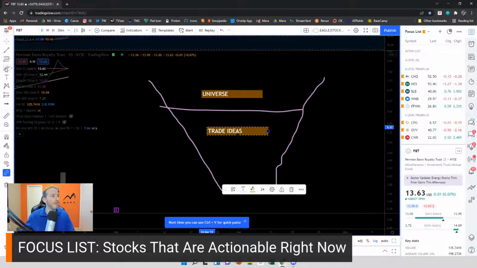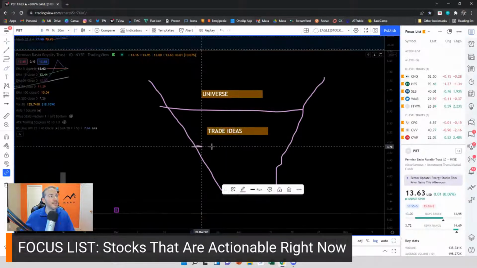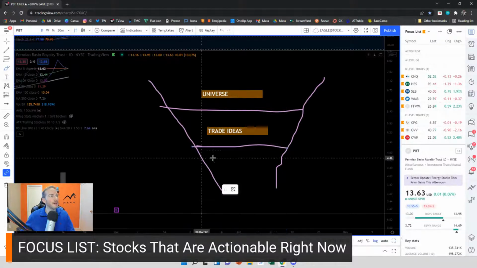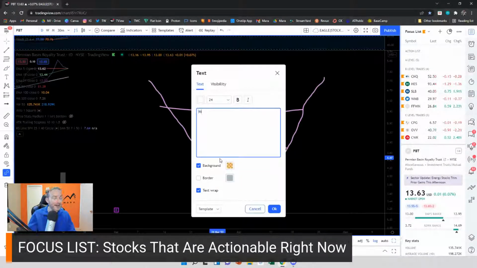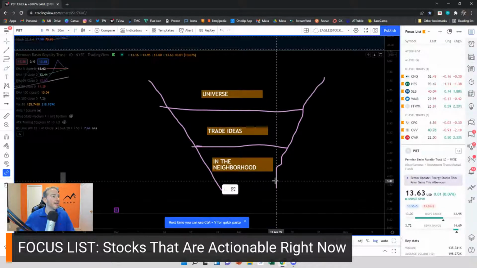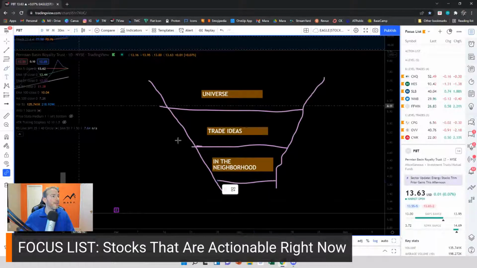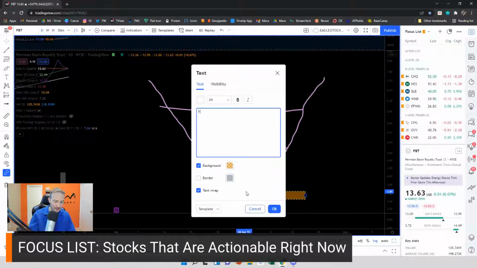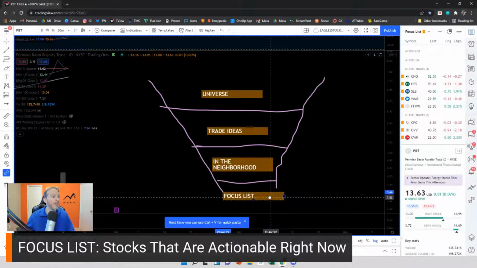That's somewhere in the middle. A lot of people stop there. I don't. I think that we need to keep working. Then we've got an in the neighborhood list. In the neighborhood. Then below that is the focus list. And a lot of people stop there, right? But that's still not good enough.